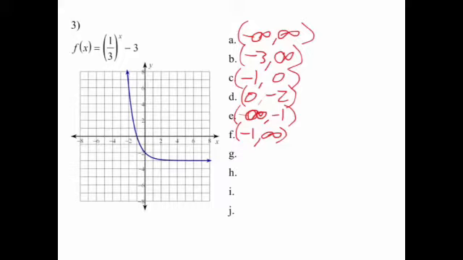G is asking where is it increasing. So to travel left to right, does the function ever go up? The answer is no. And so this one doesn't have an interval where it's increasing. H is the interval where it's decreasing. Well, if you travel left to right, it keeps decreasing and decreasing no matter where you're at. So from negative infinity to positive infinity, my function is decreasing.